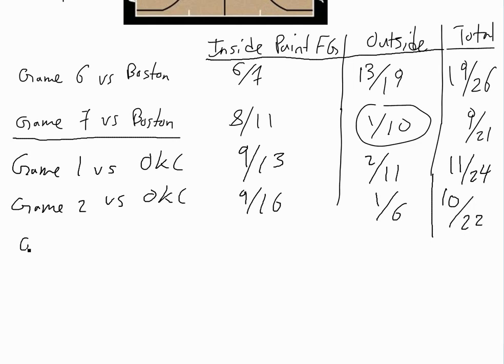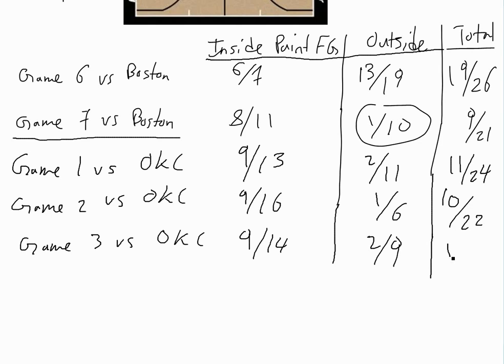Game 3 versus OKC. This one, he ended up with 9 of 14. So again, he's doing pretty well inside the paint with his post-up game and basically dunking over everybody. This one, 2 of 9. This Game 3 is actually interesting. I'll explain in a bit. So he's 2 of 9 here, and then the total here is just 11 of 23.